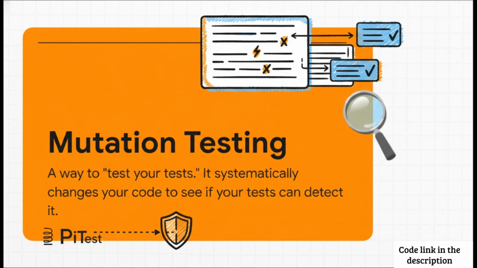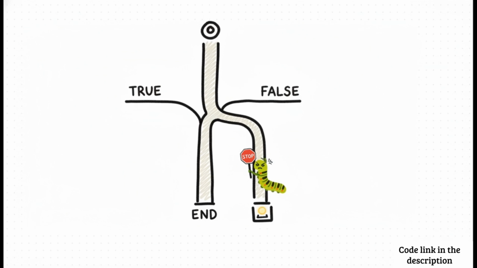You can think of it as a way to test your tests. The tool PITest is kind of like a little gremlin that sneaks into your code. It makes these tiny, almost invisible changes. We call them mutations. And then it runs your tests again. The big question is, did your tests notice? If a mutation slips by and your tests still pass, you've just found a hidden weakness. And when I say tiny changes, I mean really tiny.